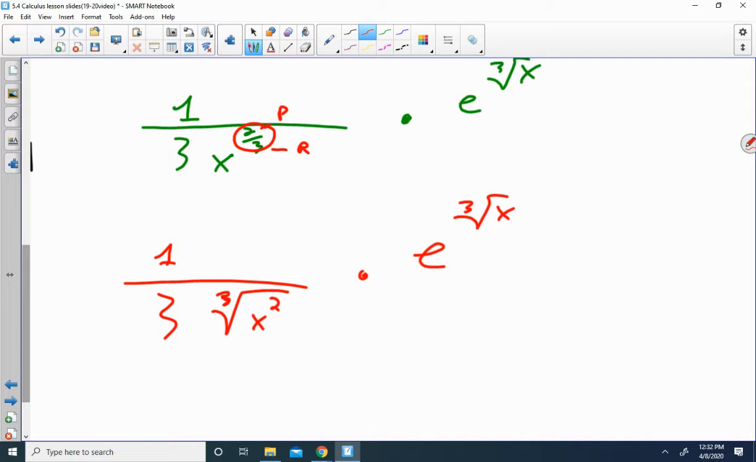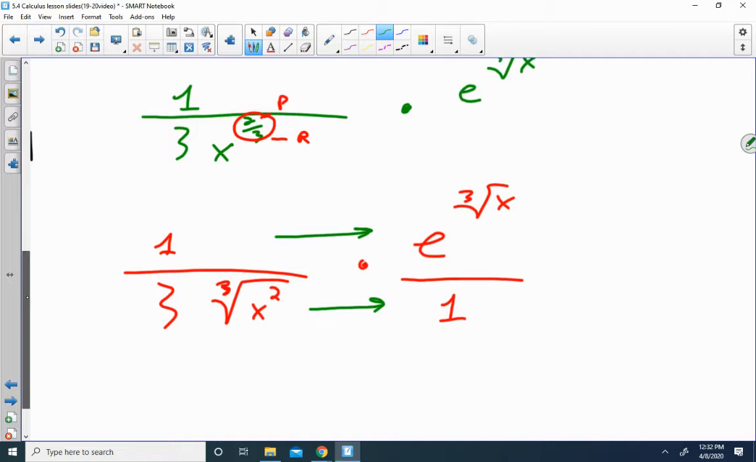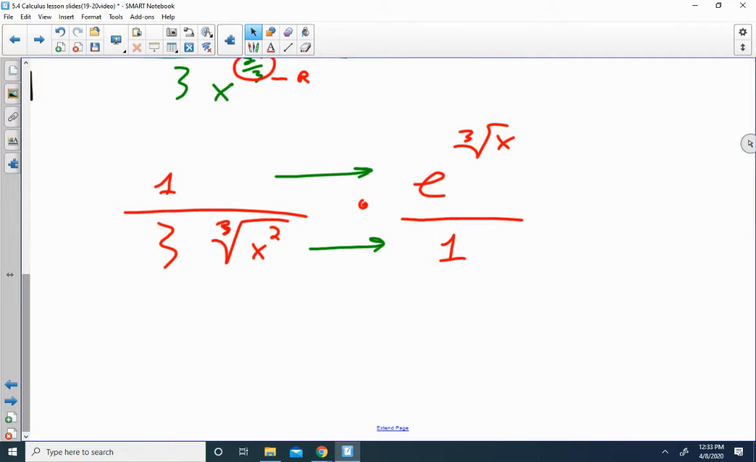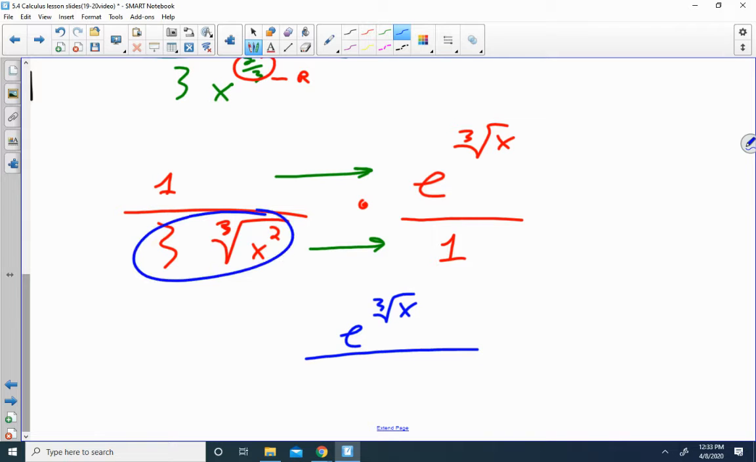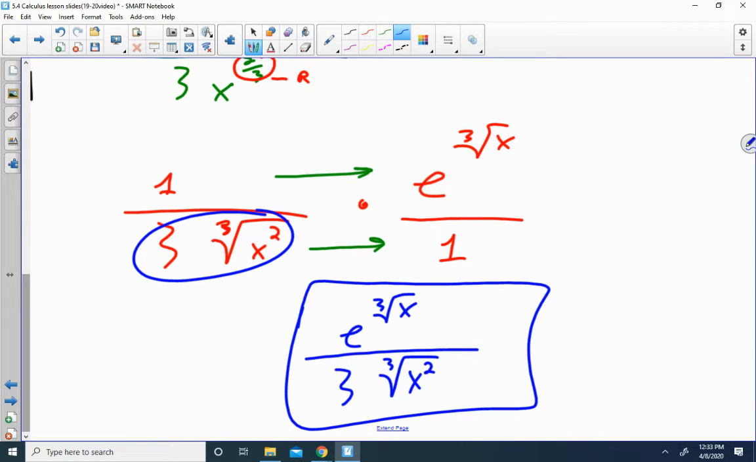And when you multiply these, it might make it easier to rewrite the e as over 1, and then you just have to multiply horizontally. On top, 1 times the e, well, that just gives you the e, so e cube root of x. On bottom, all this times 1 doesn't change, so on bottom you'll just have 3 times the cube root of x squared. And there you go.